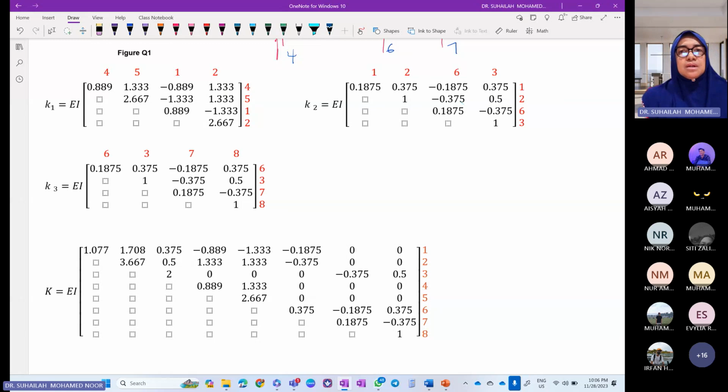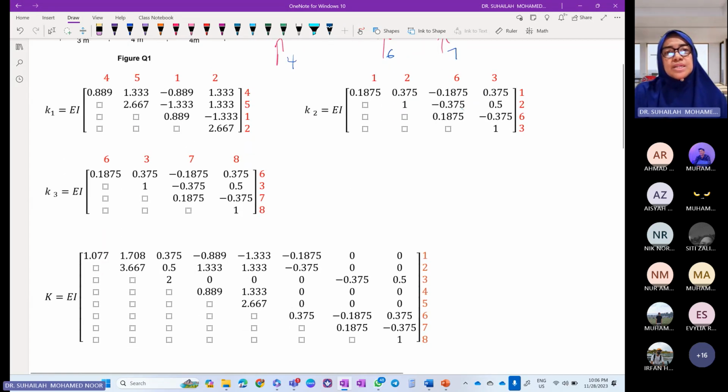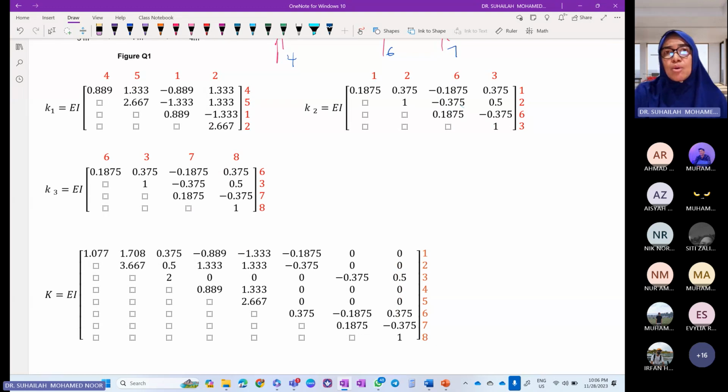Okay, you have to practice to do this, not until 30 minutes just for doing this, cannot. So this is the structure, the element global stiffness matrices K1, K2, and K3. Element global stiffness matrices, because we are referring to the global coordinate system. That is why we call this element global. Element, because it is element 1, element 2, element 3.